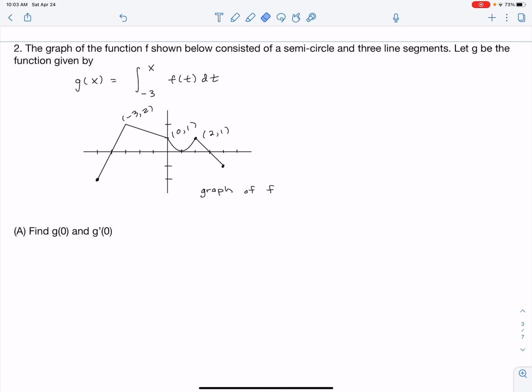Okay, let's look at problem number 2 from the review packet, free response review packet. A couple of things before you watch this video. This is the second time we are looking at a problem where they give us a graph and we're supposed to answer questions regarding that graph.